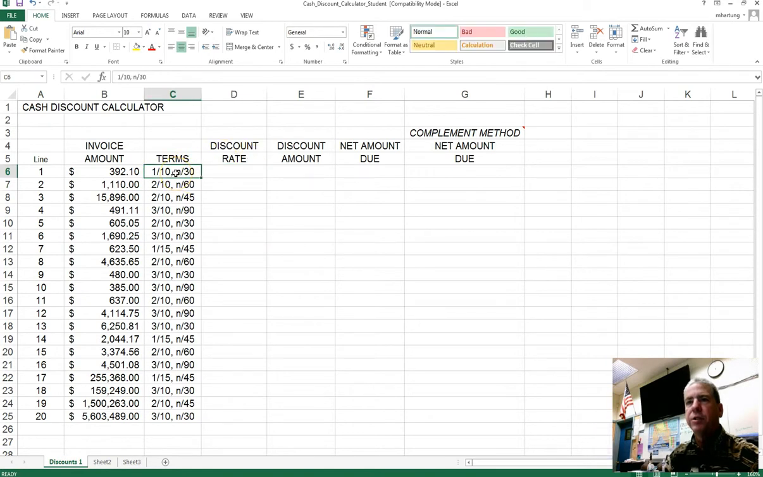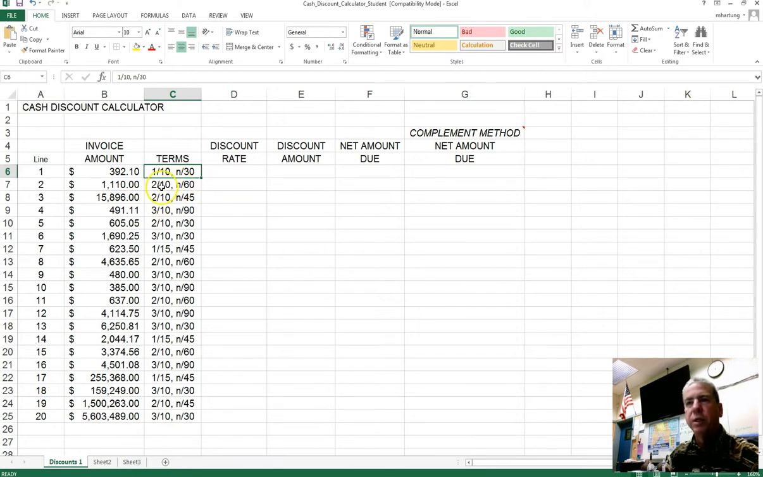All right, let's take a look at these terms here. So from having looked at the Quizlet on purchasing, you should have seen that terms refers to how payment is made. And so what each of these shows is that if the payment is made by a particular time, a discount can be applied. So, for example, in this first one here, the 1 refers to 1%, the 10 refers to 10 days, and the 30 refers to 30 days.